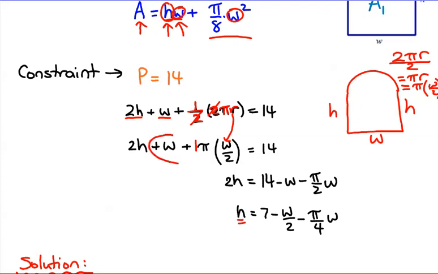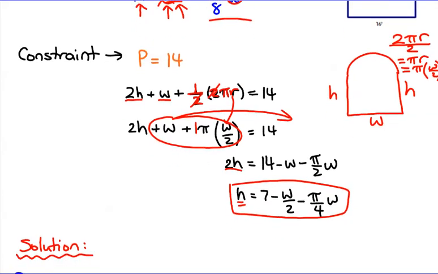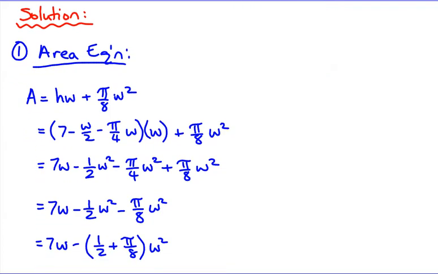Bring all of this stuff to the other side so that you have 2H left by itself, and then divide everything by 2. So this is going to be my height. I'm going to get rid of this guy and put that instead. Okay, so here is the solution. My area formula, get rid of the H, put what we just found through our constraint equation.